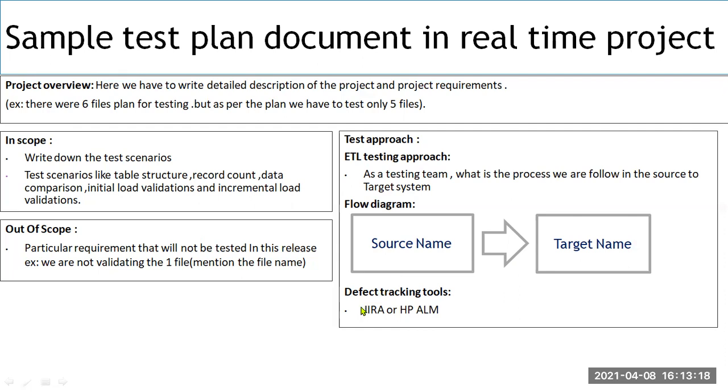Okay, and next one is defect tracking tools. Defect tracking tools: what tools we are using, that information we can provide here. So all the test cases will be created and executed in Jira, and test evidences captured in Jira or HPALM. Those details we were mentioning here. What kind of tools we are working with, those details we can mention here.